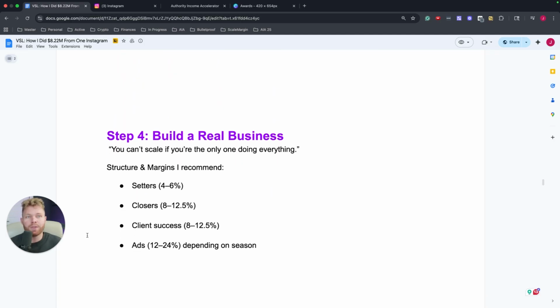Now, here's the thing. You can't scale if you're the only one doing everything. Here's the structure and margins I recommend as you start scaling. Again, every business is unique, every business is different. But as you start growing, here's some sort of constraint that you could have in your business. Setters, paying them 4 to 6% of your cash collected. Closers, anywhere between 8 and 12.5%. Client success, anywhere between 8 and 12.5%. And then ads, anywhere between 12 and 24%, depending on the season, right?